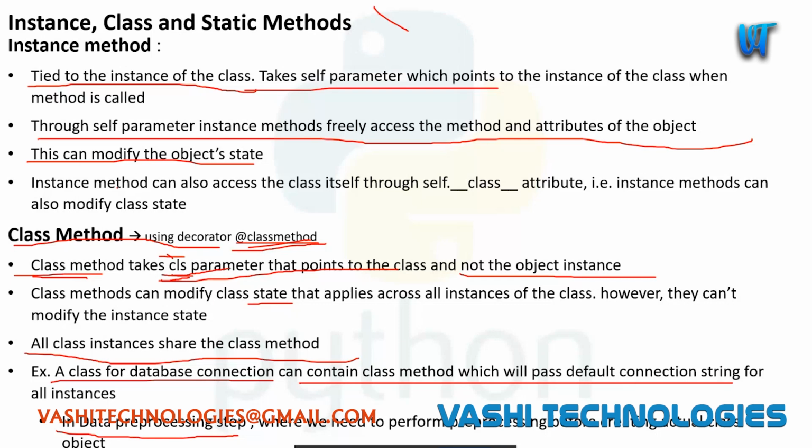Now we have instance methods which are tagged to instances, and these can modify the class state as well using self.class. And then we have class methods which are tagged to the class itself, and these won't be able to make any changes to the instances. The reason being we don't have any self keyword, and it's not tagged to the instance but to the class. We can make changes as a whole on the class itself.